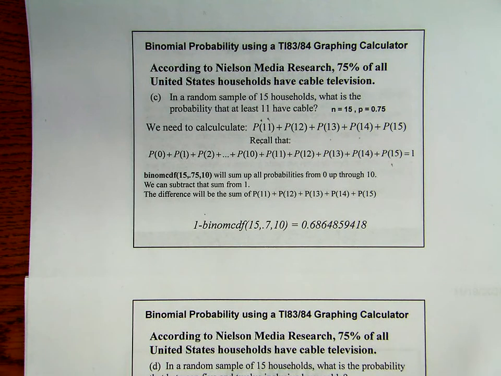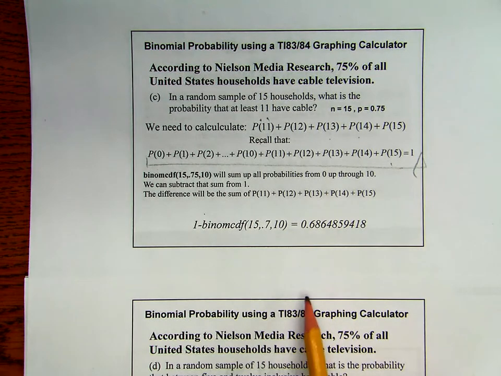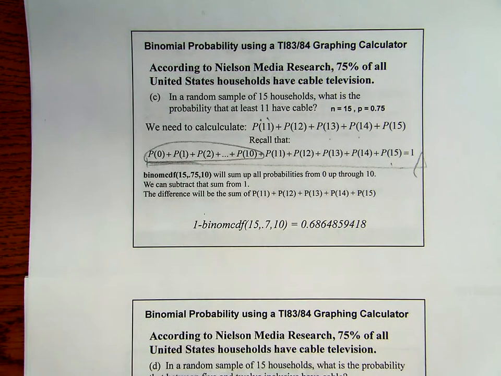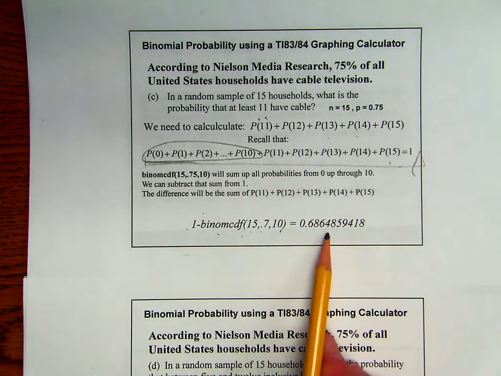So what we're going to do is start with the 1 and then take away the 0 to 10. So it'll be 1 minus binomial CDF, trials, probability of success, 10. This will leave 11 to the end, or in other words, it'll leave 11 to 15 for this particular problem.